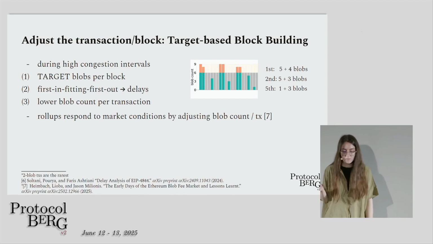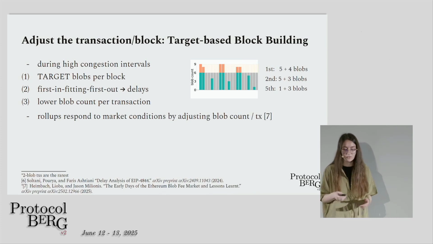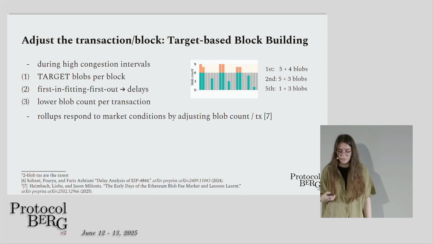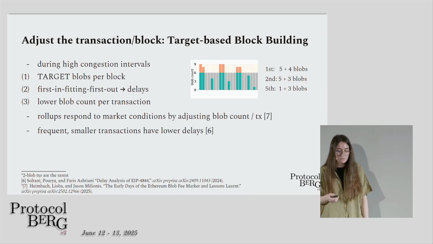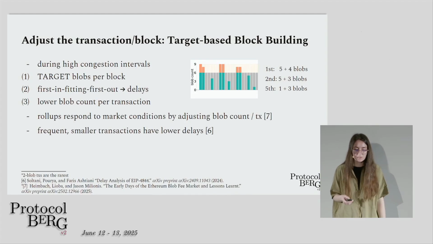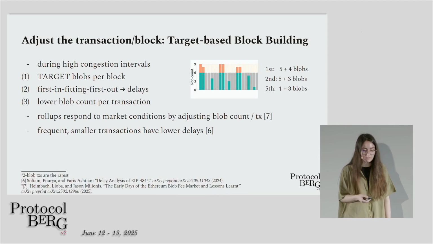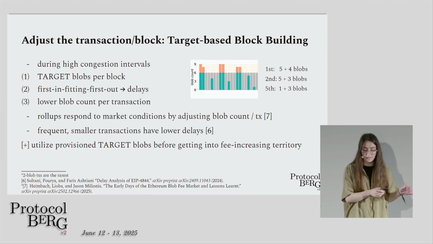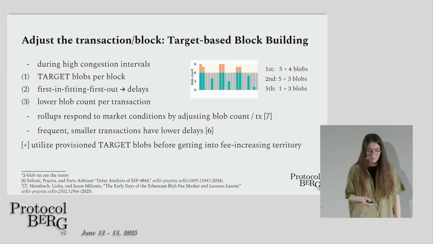And there is some research that already hints at the fact that rollups do respond to market conditions, short and long term, and they adjust their blob submission strategy and transaction submission strategy. So it's not an incredible thing to ask of them. And also there is another preliminary research that shows that frequent and smaller transactions actually have lower delay. So this lower blob count per transaction might be a good idea. And this also helps us actually stick to the provisioned target blobs and not go into fee increasing territory, meaning we don't go over target unless really needed.